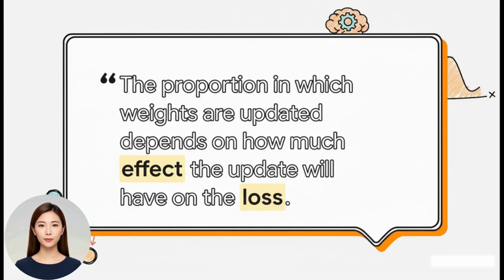Yeah, and this quote really just nails it. It's all about being strategic. The goal is to make the changes that are going to have the biggest bang for their buck in lowering that loss score. Backpropagation is just the math that lets the network figure out exactly how to do that.